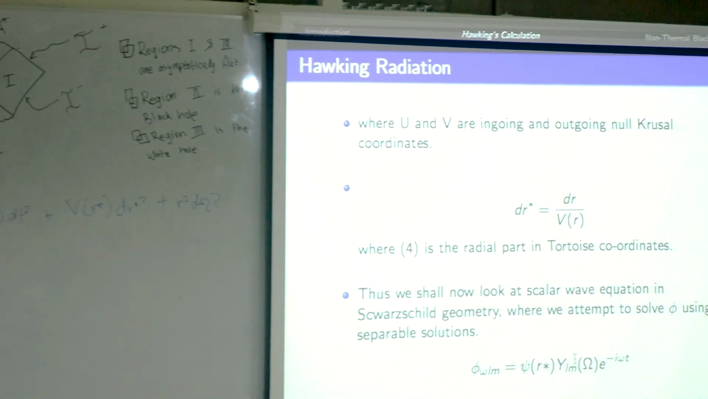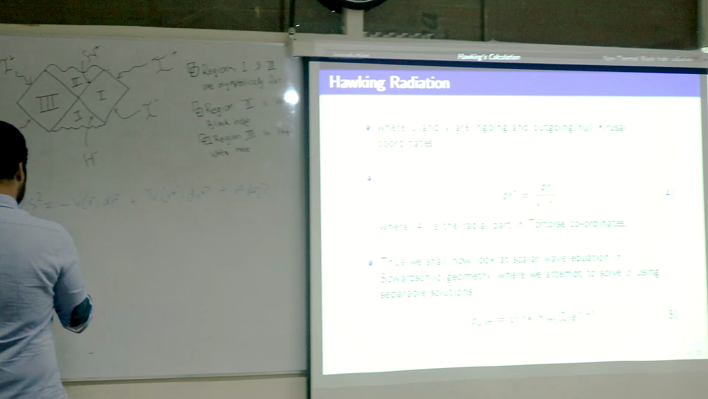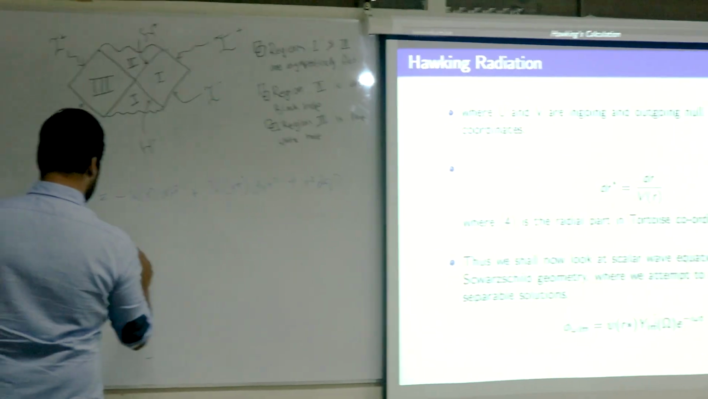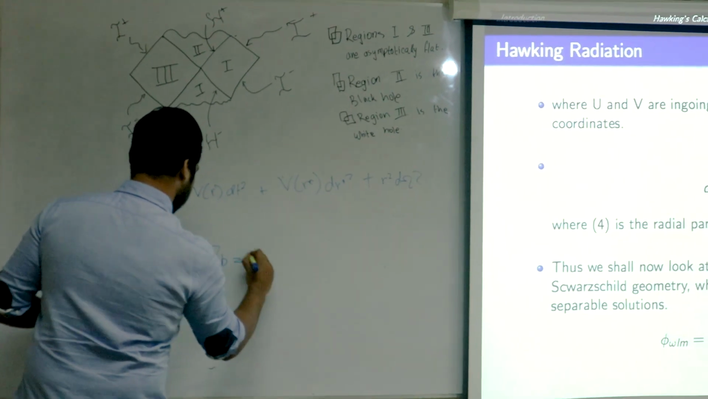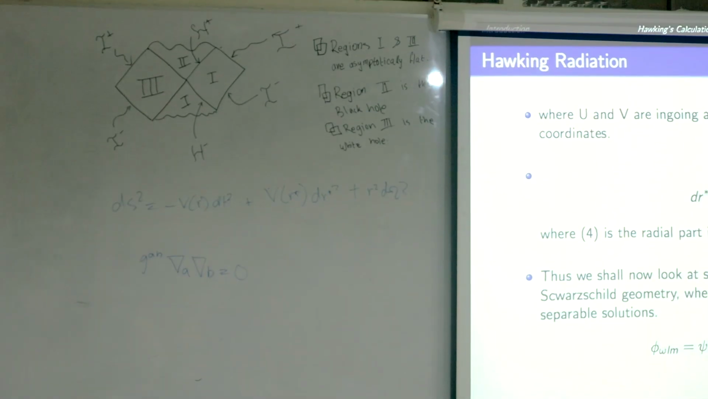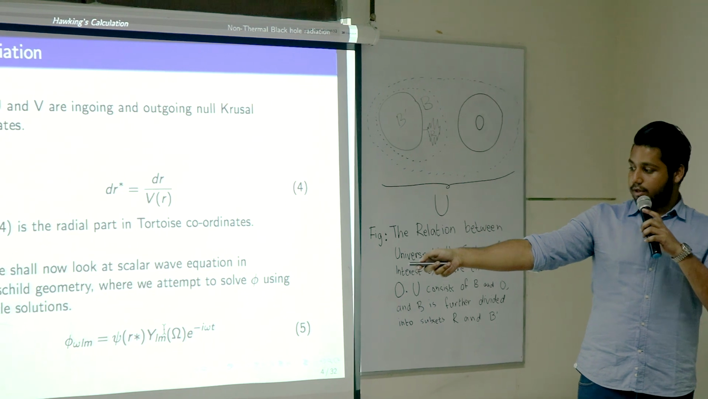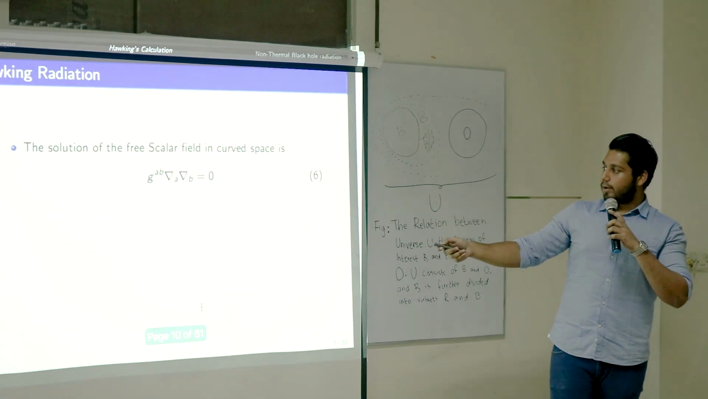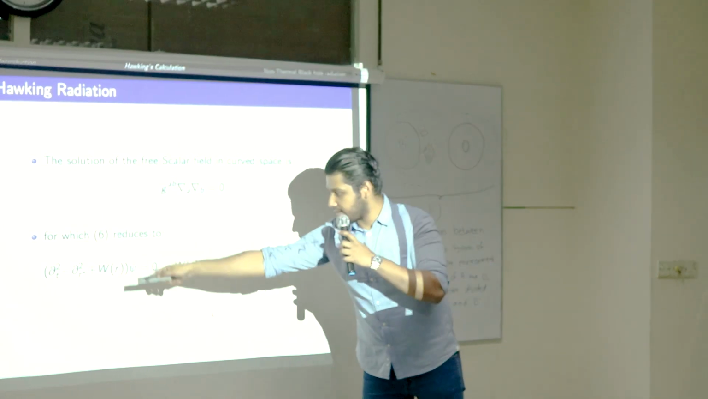And I should also look into the massless scalar field. This is a solution for the massless scalar field, which then, if you try to solve for phi, we use the separable solution formula to get the radial part, to reduce it to this format.